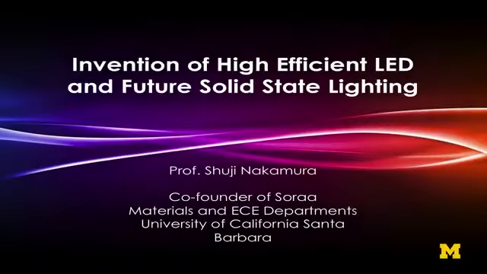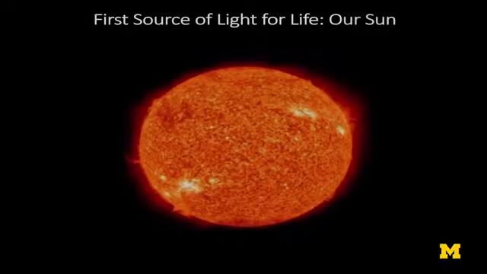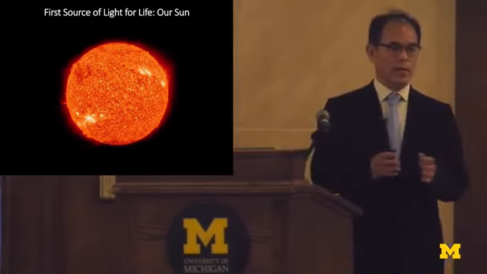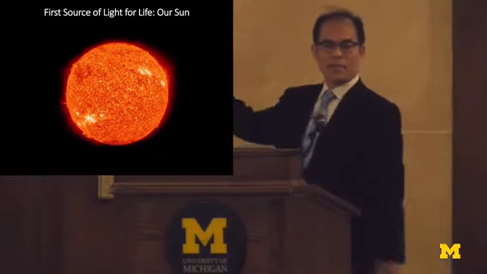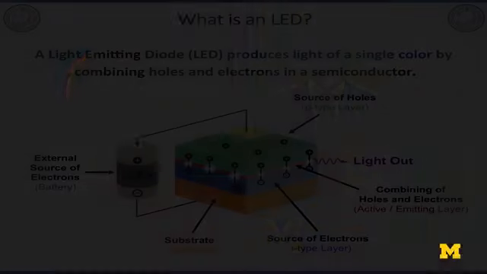So today I'd like to talk about how I could invent blue LEDs and also future solid-state lighting. So what is an LED, light emitting diode? This is sunlight. For human beings, the most gentle lighting is sunlight. Our purpose in using LEDs and laser diodes is to copy the sunlight. Sunlight is the most gentle lighting for humans.